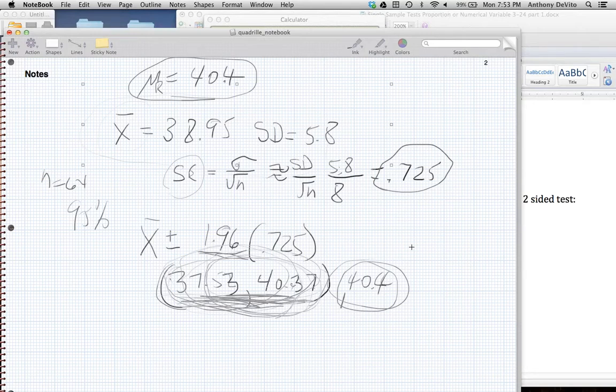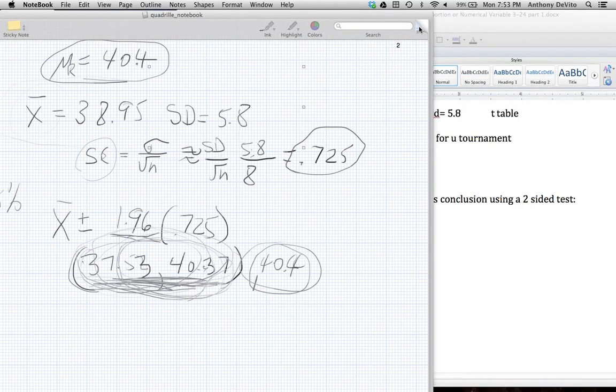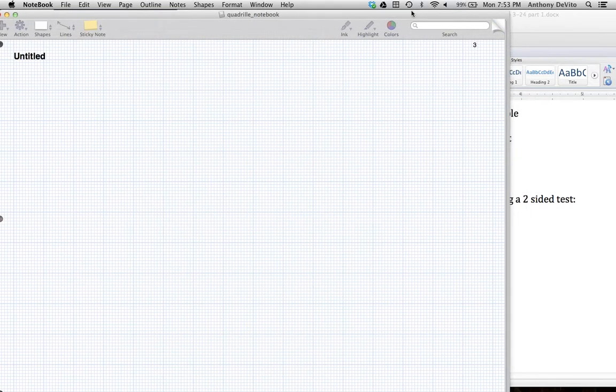Okay, so now I'm going to do this same problem, except I'm going to do it from another perspective. I'm going to do it from the perspective of hypothesis testing. Okay, let me start with another clean sheet. Okay, so we always start off hypothesis testing with a null and an alternative hypothesis. So H null and H alternative.